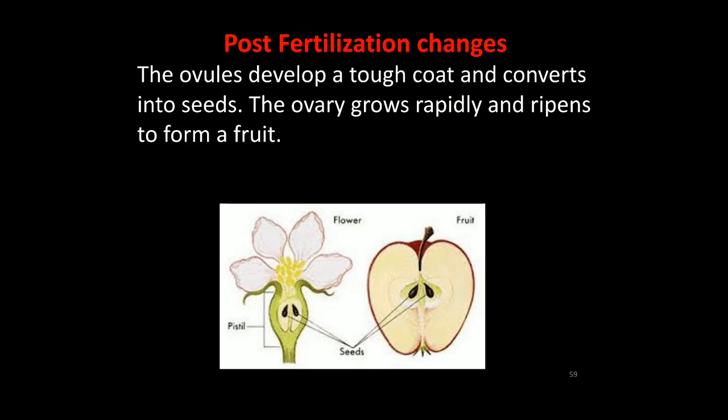Now once the fertilization has happened, the male pollen grain has fused with the female egg. They both fuse together and form a new organism, which starts to grow, and the full ovary becomes a fruit. The flower falls and it becomes a fruit. Inside that fruit, small granules form, the ovules become seeds. See, like this.